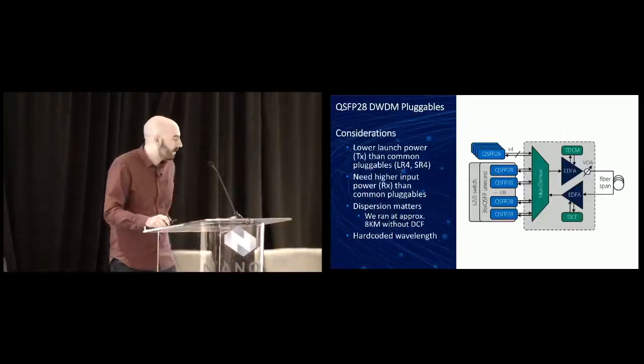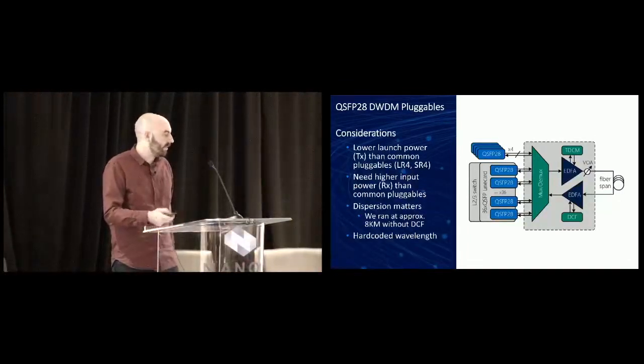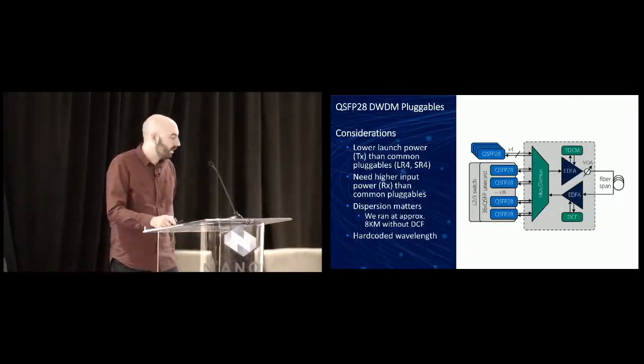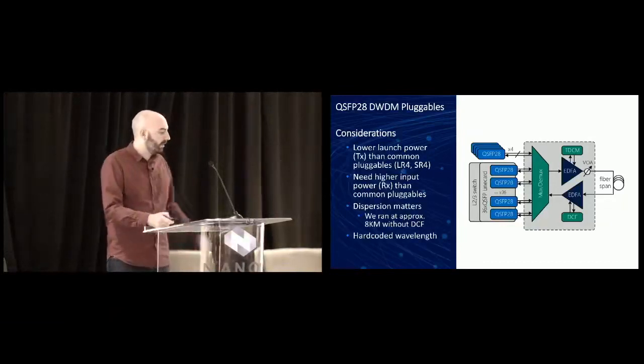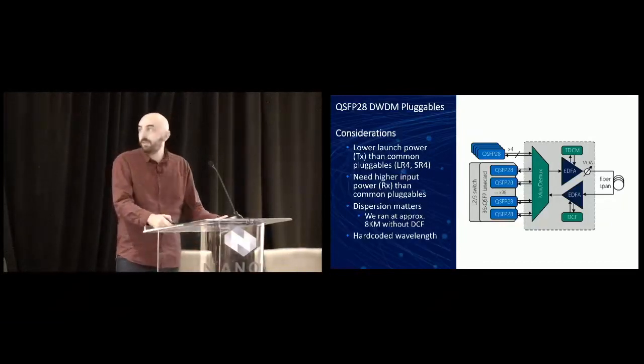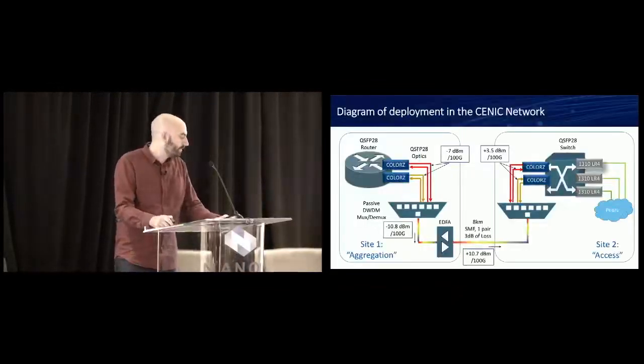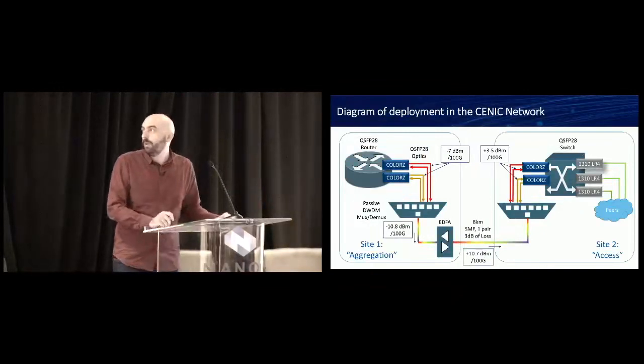Some considerations to keep in mind when you're deploying these. They have a lower launch power, like a transmit power, than the common pluggables you would expect in the QSFP28 form factor, like LR4 and SR4. You also need a higher input power than your common pluggables, which basically means you need an amplifier of some sort when you're running these. Dispersion matters as well. We ran these at approximately 8 kilometers without dispersion compensating fiber, but your mileage will vary. They're also only available as a hard-coded wavelength at the moment. They're not tunable, so you have to think out and buy what you're planning to deploy.